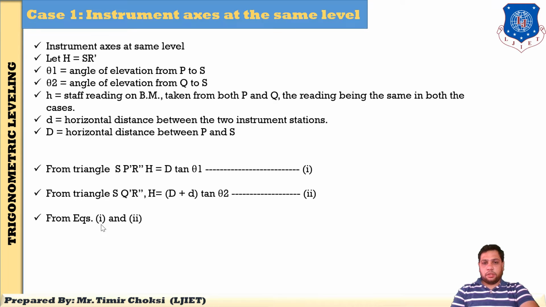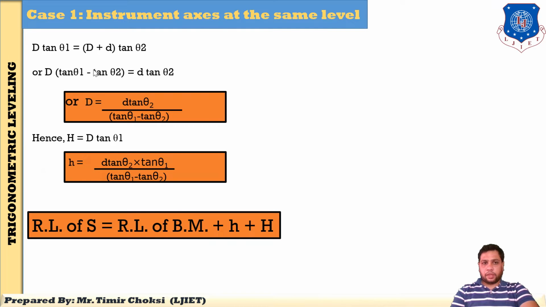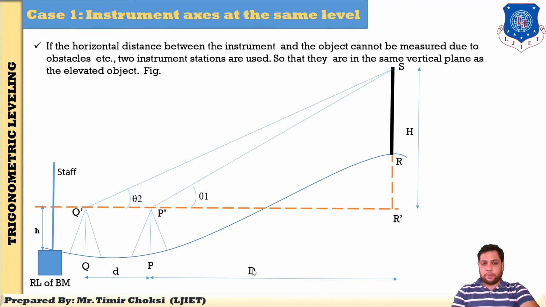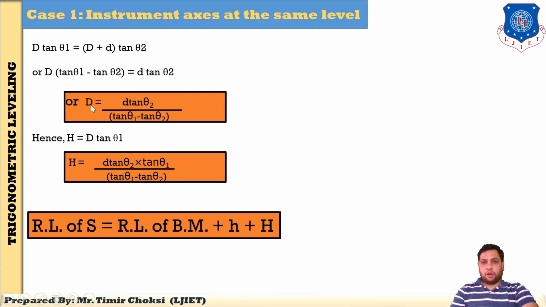Now equating equations 1 and 2, D tan theta 1 equals D plus small d tan theta 2. D is common, so D into tan theta 1 minus tan theta 2 equals small d tan theta 2. Simplifying, we get capital D equal to small d tan theta 2 divided by tan theta 1 minus tan theta 2. This is our horizontal distance formula for capital D.